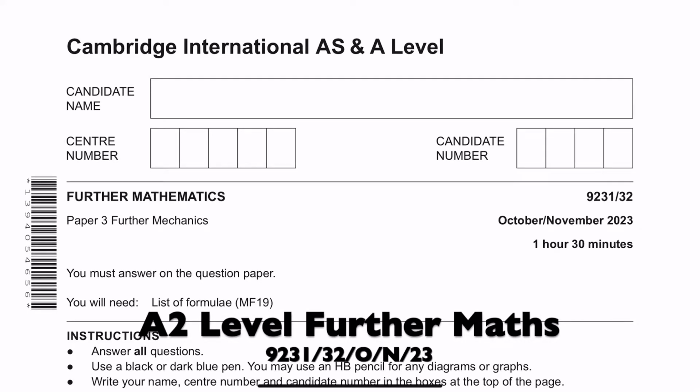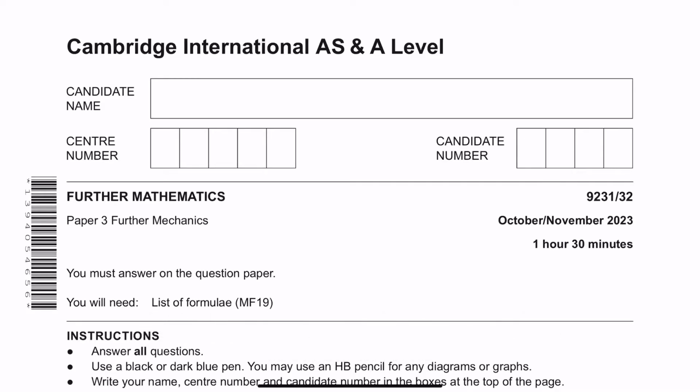Hi guys, today we're going to be looking at A-level further mathematics, October-November 2023, paper 3-2. It's a further mechanics paper, so we will start now.